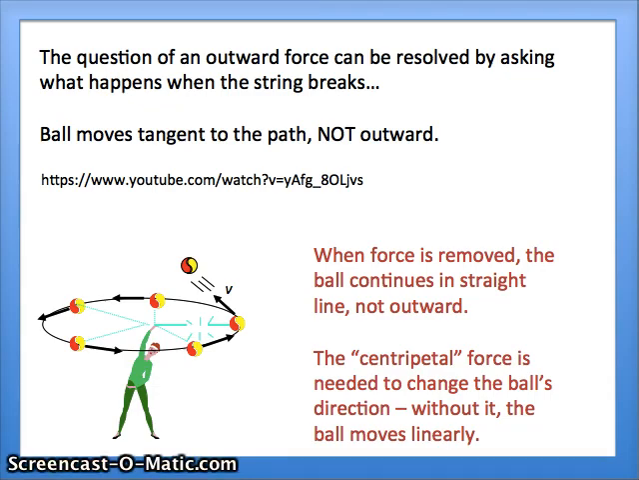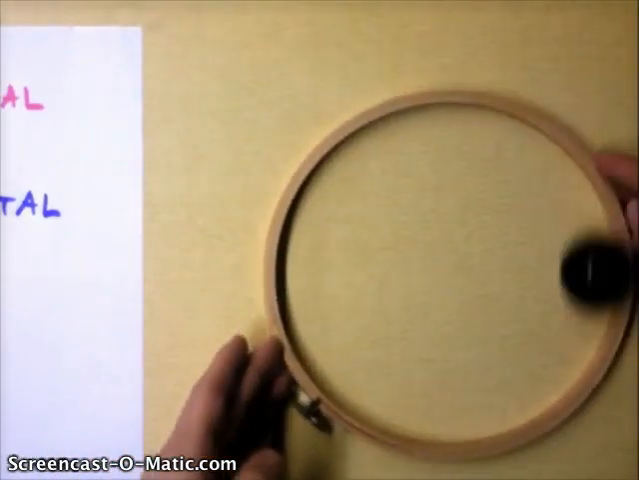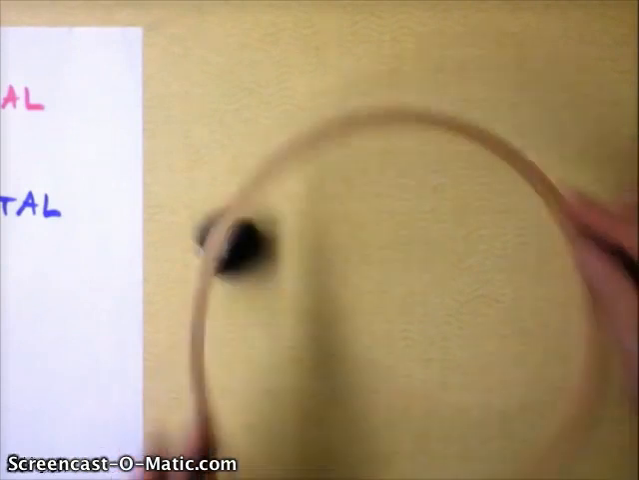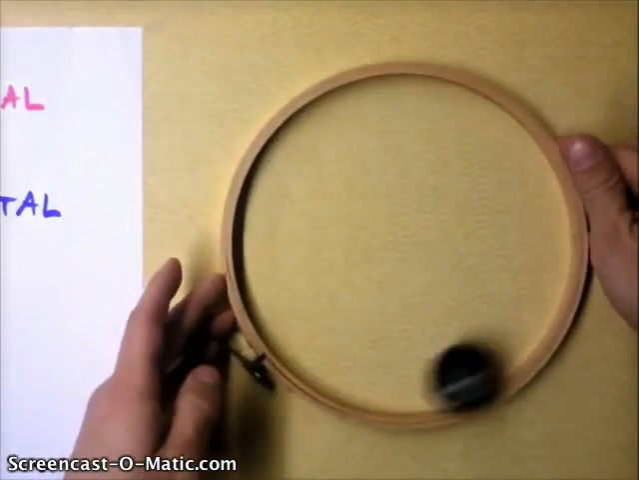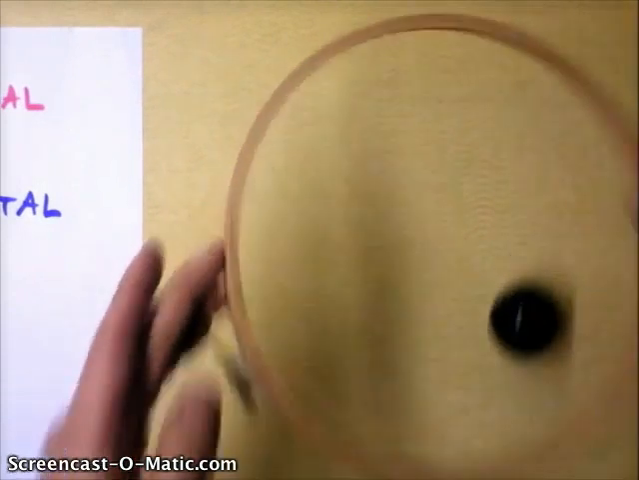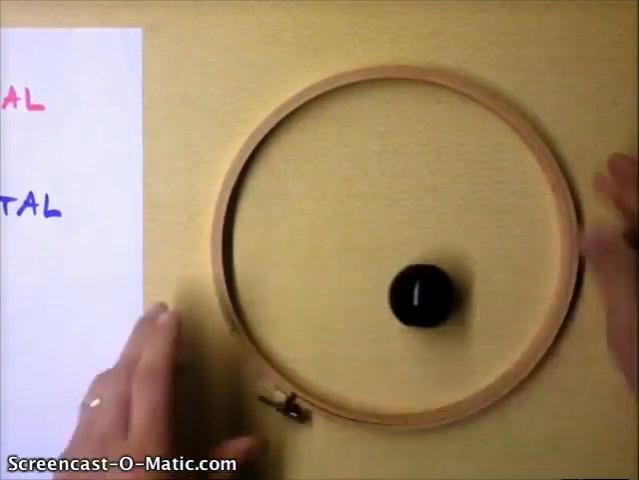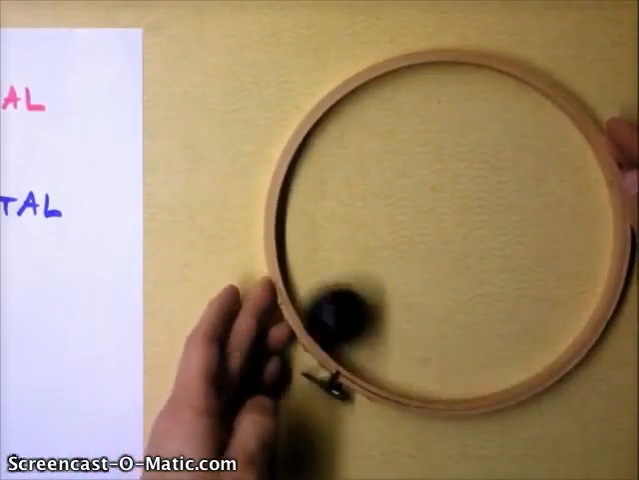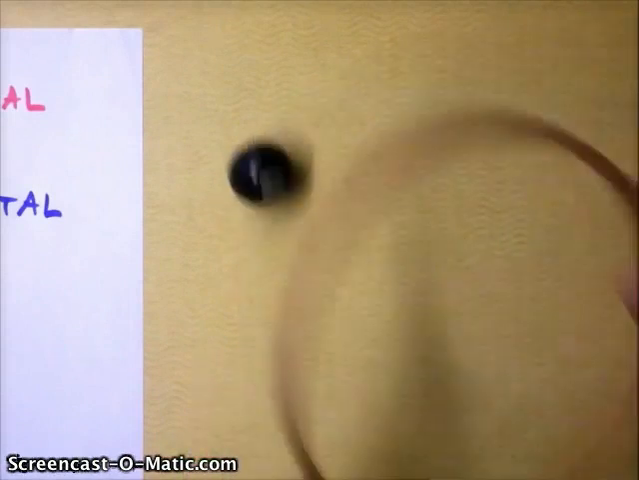But we're going to look at a clip of a video where a ball is being moved around in a circle within this hoop. And look what happens when the hoop is lifted. Notice how the ball moves in a straight line, and it moves tangent to the circle at the point when it was released. So look very carefully here. As the ball leaves, okay, so it's now moving in a straight line.